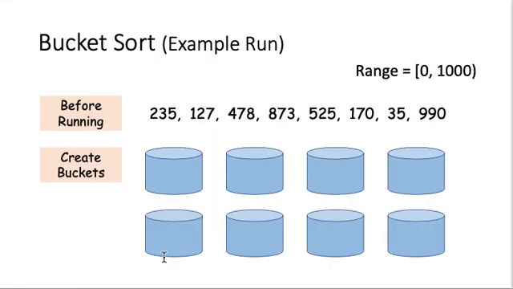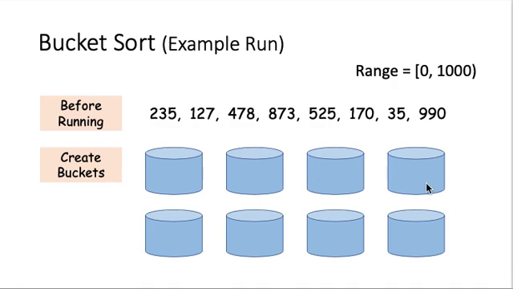So let's see an example run. So before running, let's say we have all these numbers, and the numbers have range from 0 to 1000. So there are how many numbers? 1, 2, 3, 4, 5, 6, 7, 8. So there are 8 numbers, and then the range has 1000 numbers. So we are going to create what? There are n numbers here, 8 numbers here. We are going to create 8 buckets.